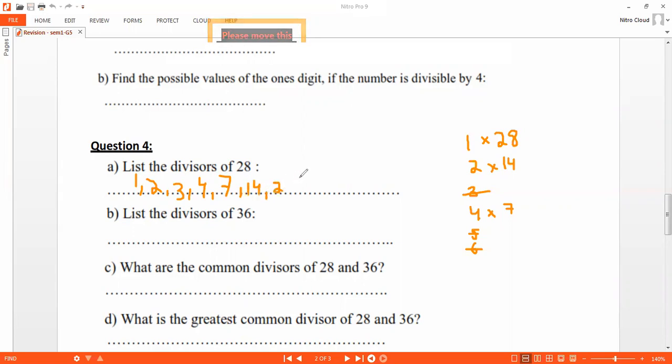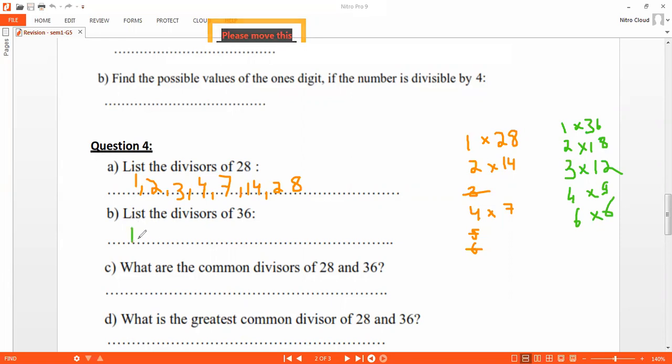Now, in the same way, I'm going to list the divisors of 36. So 1 times 36 is 36. 36 is divisible by 2, so it's 2 times 18. And it's also 3 times 12. It's 4 times 9, and it's not divisible by 5. It's 6 times 6. Double means stop.